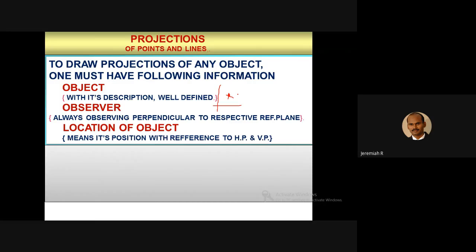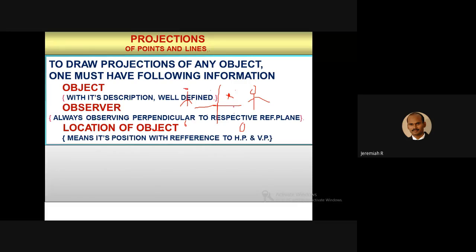There is a point, and there is the observer. Where is he standing? The observer is standing here. This is the first quadrant. When he is standing here, at the back side, this is the second quadrant. When he is standing here, this is the third quadrant. And here, this is the fourth quadrant. So these are the first, second, third, and fourth quadrants. Next, the location of the object.